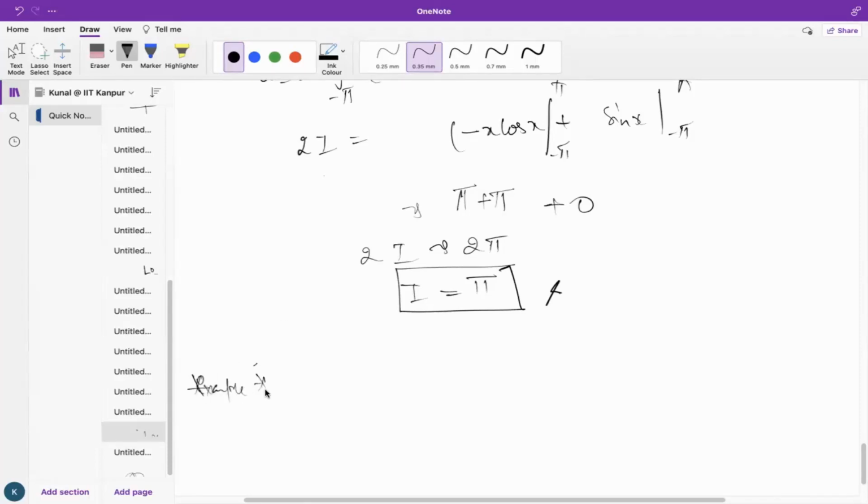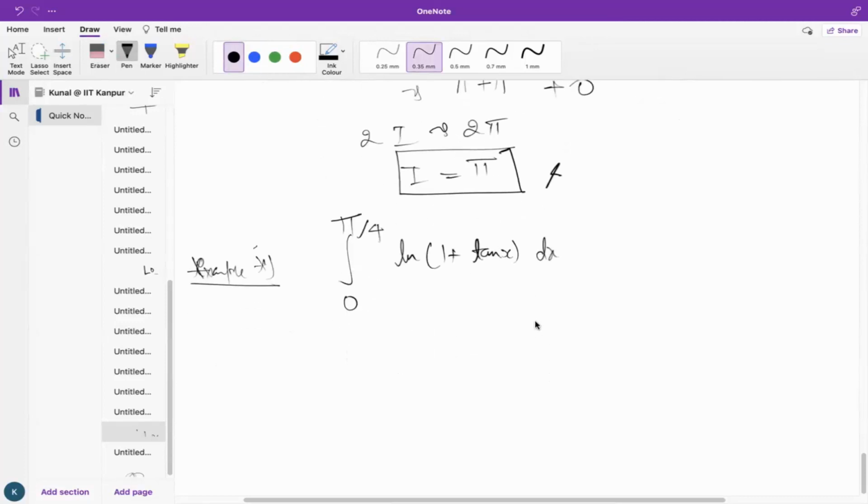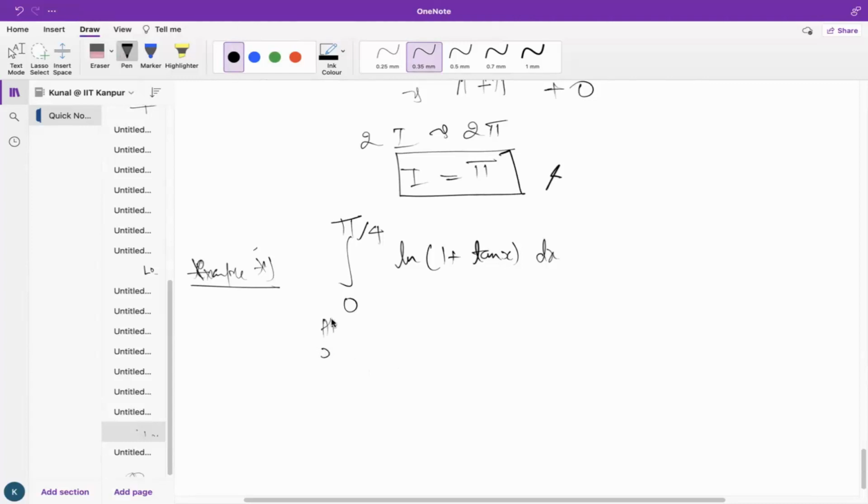Example number whatever, star, let's call it star. Okay, so our problem looks like we have to integrate from 0 to pi by 4 log of 1 plus tan x dx. Now, what you have to do here is find the integral. So what I just learned, the King's rule, apply the King's rule here.